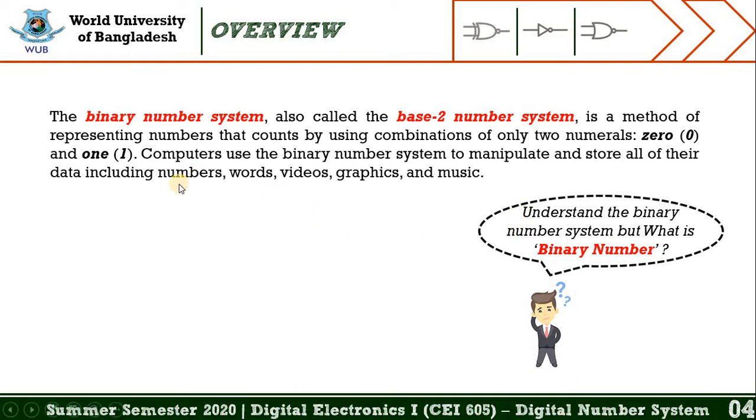First, we need to know what the binary system is. The binary number system, also called the base 2 number system, is a method of representing numbers that counts by using combinations of only two numerals, such as 0 and 1. Computers use the binary number system to manipulate and to store all of their data, including numbers, words, videos, graphics, and music.